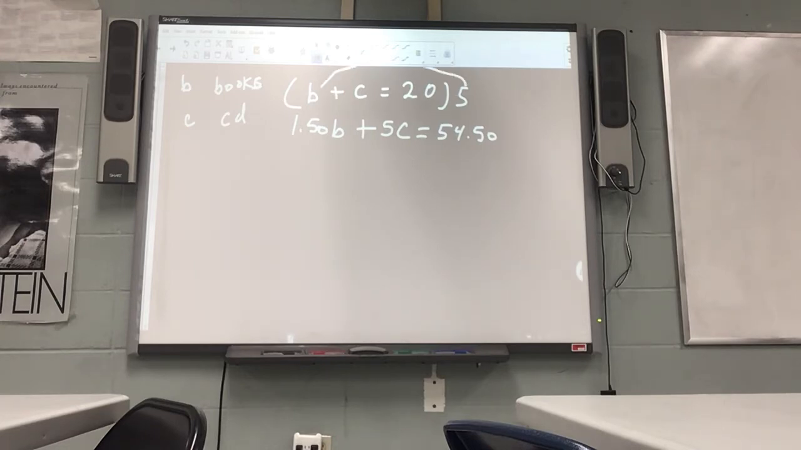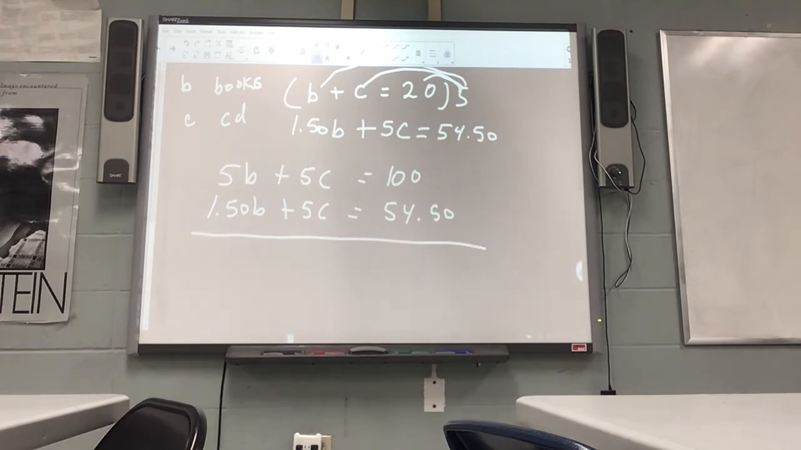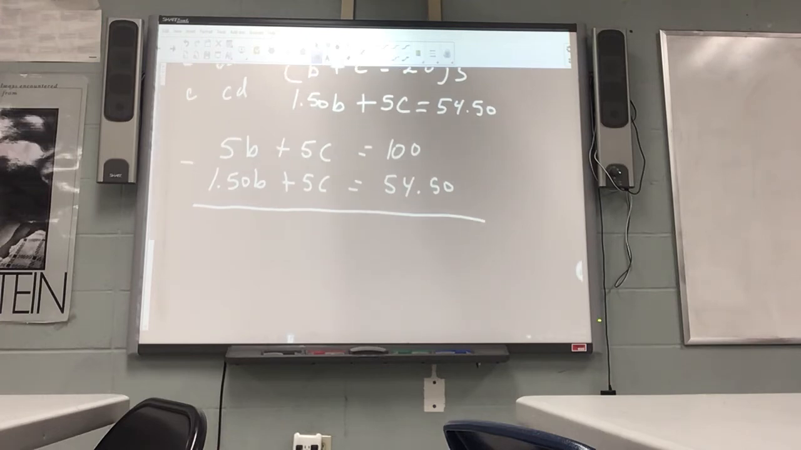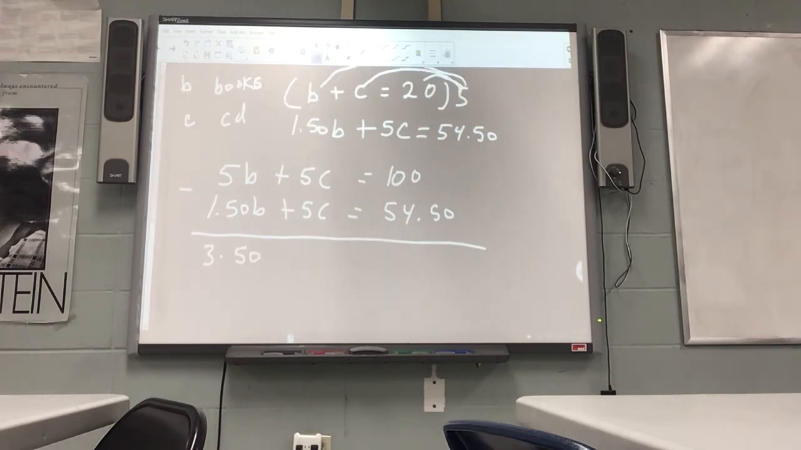So it's going to get us 5B plus 5C equals 100. Now this time we don't have to multiply the second equation by anything because it's already got a 5C. Is this going to be addition or subtraction? Subtraction. Good. So what's 5 minus 1.50? 3.50B. 5C minus 5C is nothing. He gone. What's 100 minus 54.50?